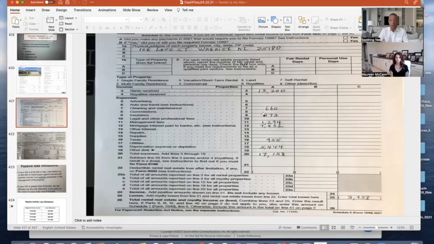So the gross income of 13,200 minus total expenses for the year of 17,158 equals your paper loss of $3,958, right? This is what you call a passive loss. The tax law is such that your passive losses for your rental property can only offset against passive income. Okay, keep that in mind, for the most part.